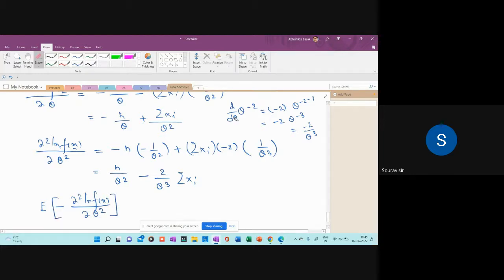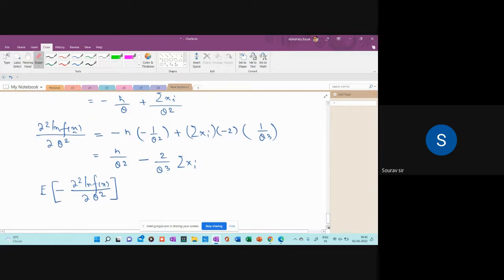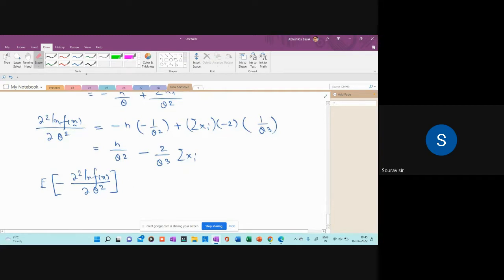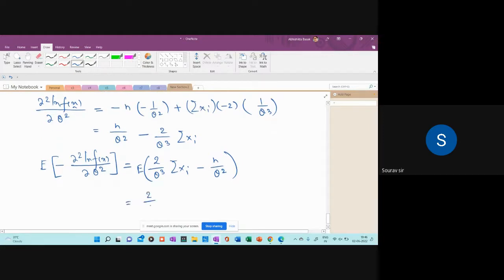I'm just rubbing this portion, otherwise you will get confused. Okay, now as I am putting a minus sign before this, everything is going to be changed. I'm just writing in reverse order: minus n by theta square, and the expectation is outside this. So it's going to be 2 by theta cube summation over expectation of xi, i running from 1 to n, minus n by theta square.